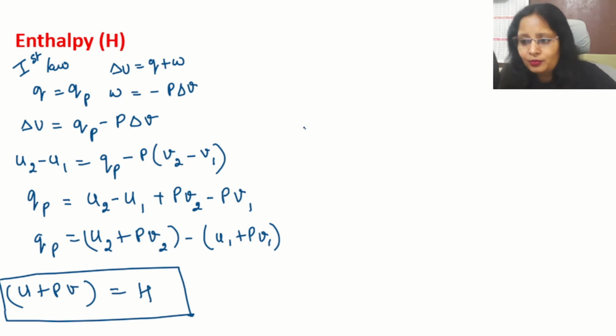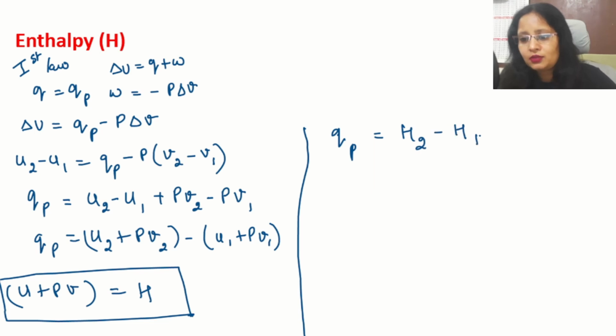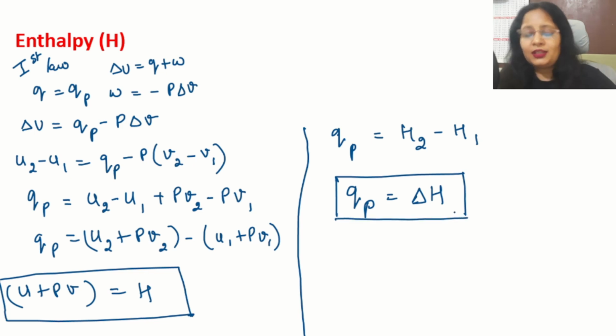And from here onwards, we can write QP is equal to H2 minus H1, since U2 plus PV2 is H2 and U1 plus PV1 is H1. And now we can write QP is equal to delta H. Correct? H2 minus H1 means change in enthalpy. So now we get that change in enthalpy is equal to heat absorbed at constant pressure.